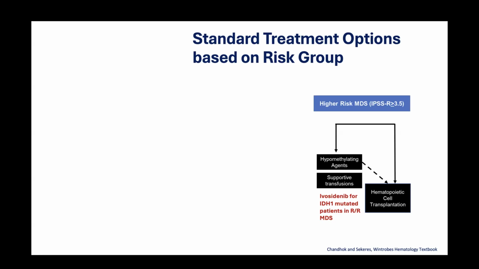But one of the more recent changes, this got FDA approved in 2023, was the use of a mutationally specific inhibitor called ivosidenib for patients who had relapsed refractory MDS, meaning you had gotten one of the hypomethylating agents and your disease was still progressing, and you had this IDH mutation, you would be a candidate for an IDH inhibitor, which may actually help manage your disease. And again, I'll come back to this in a more specific manner in a minute.